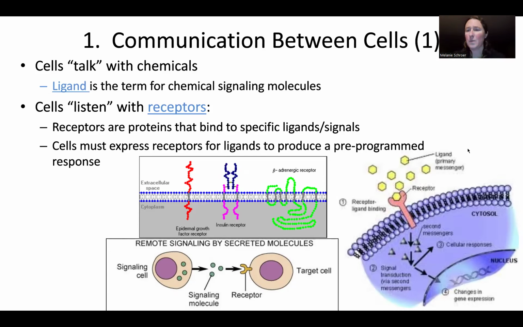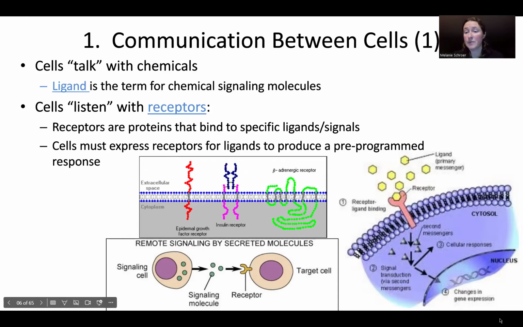Once the ligand binds to its receptor, the message is received by the receptor, kind of like a lock and a key. This induces some kind of pre-programmed response inside the cell. Oftentimes that involves changes in gene expression, right? So we turn on different genes. We say, start transcription, translation, etc., of a particular protein that we weren't previously making, or at least make more of it.